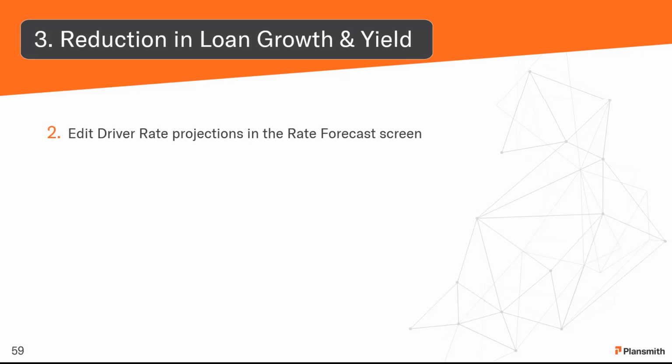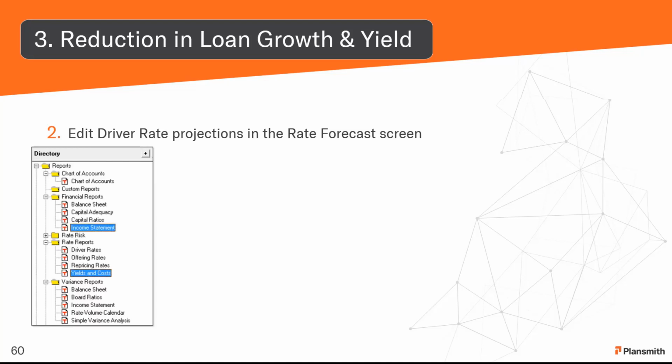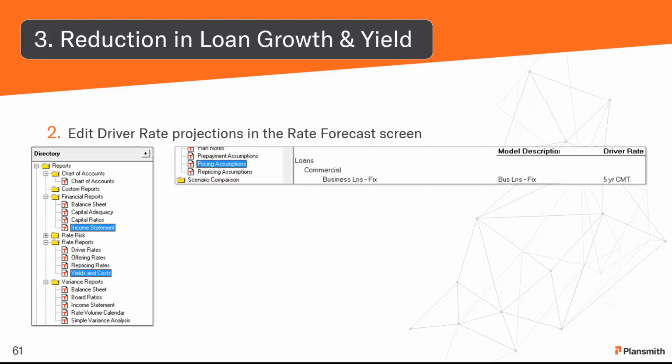The next significant piece you'll examine is the change in loan yields. First, generate an income statement and a yields and cost report as your original base plan. Then, view the driver rates that your pricing models are tied to. Here in our fixed rate loan example, the offering rate model is tied to the 5-year CMT.